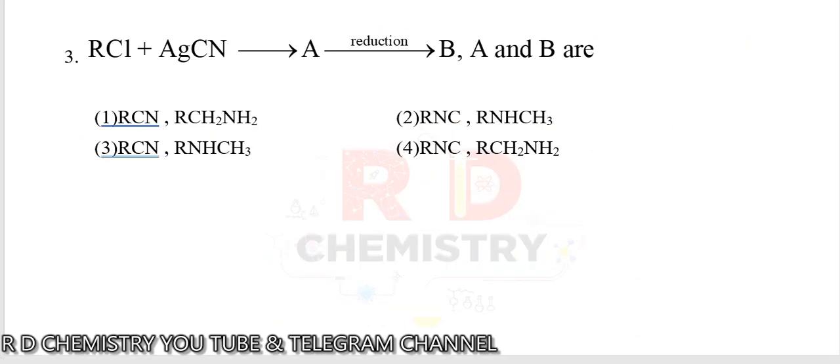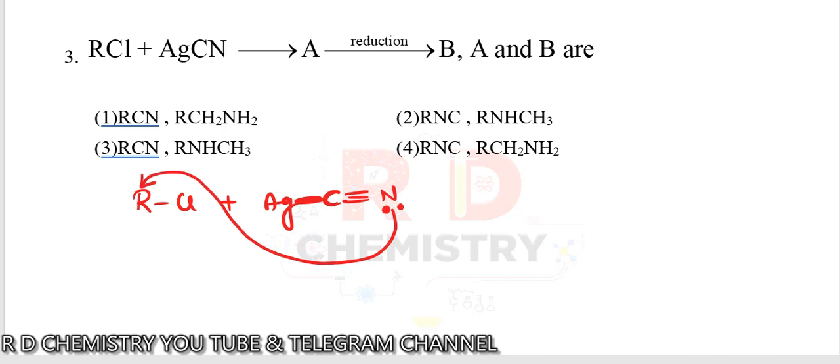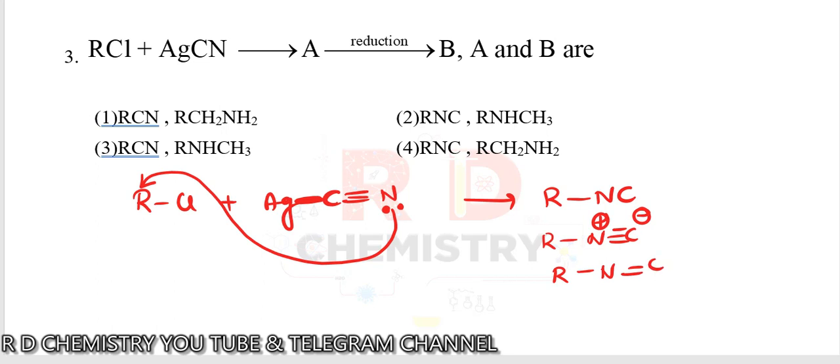Question number 3. Alkyl chloride reacts with AgCN. AgCN is a covalent compound between silver and carbon. There is a covalent bond. Therefore, here nitrogen acts as a nucleophilic center and attacks the carbon atom. Nucleophilic substitution takes place to give the compound RNC. If I write in terms of charges, plus charge and minus charge, or if I write in terms of the covalent bond, it would be like this.